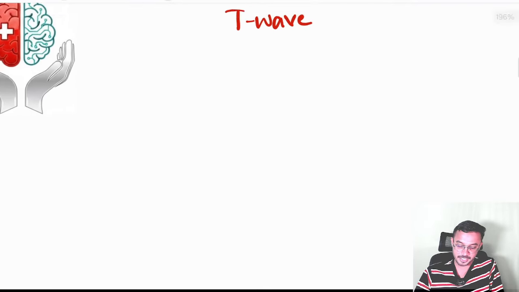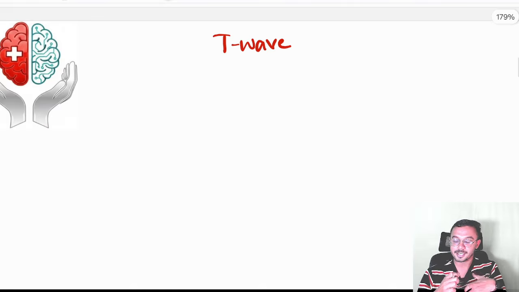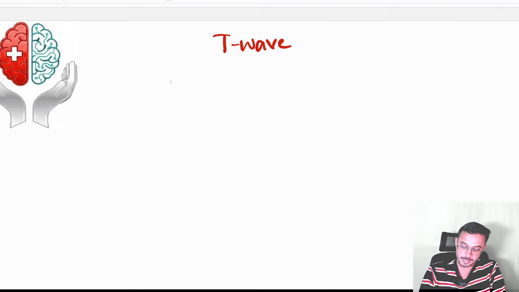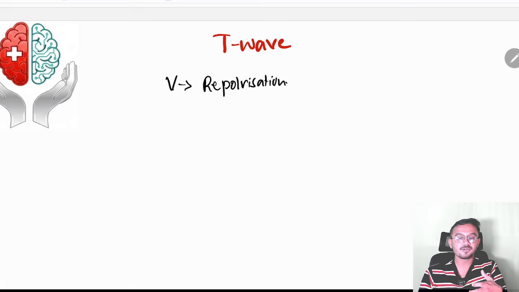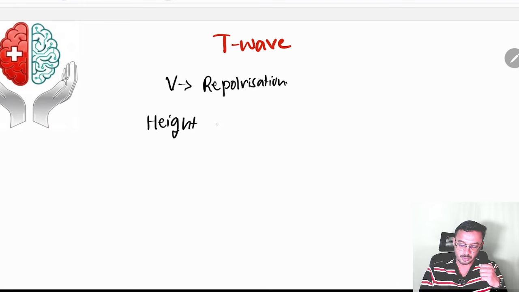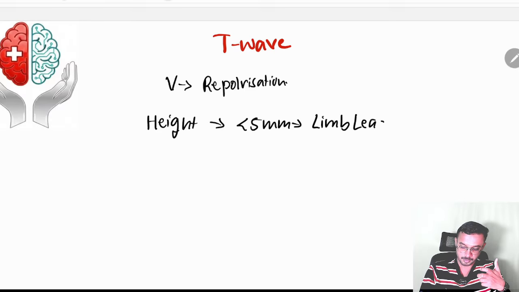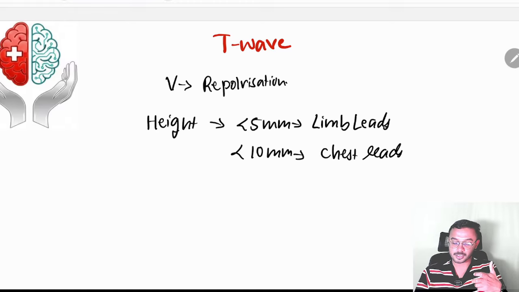And next we move to the T wave. What does this T wave indicate? T wave indicates ventricular repolarization. Right? So T wave is measured in terms of height. Normally T wave height is less than 5 mm in your limb leads and less than 10 mm in your chest leads. Okay, so this is about the T wave.